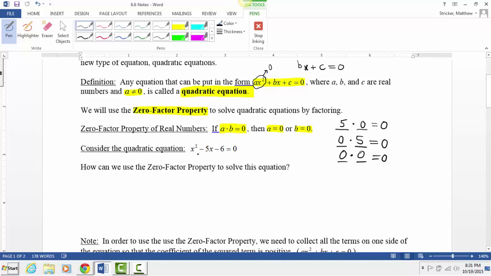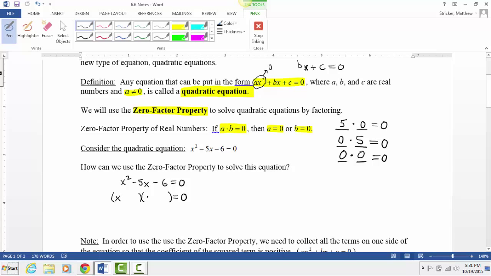We have this equation. We have x squared minus 5x minus 6 equals 0. This is a quadratic equation, notice, because it has the x squared. And I can't use the zero factor property yet because I don't have something times something, but I know if I factor, factoring is the process of rewriting an expression or a quantity as a product, and that's exactly what we're going to have, something times something.